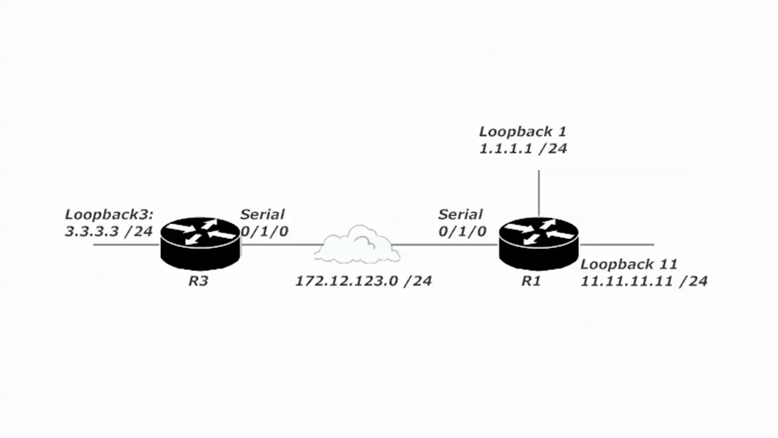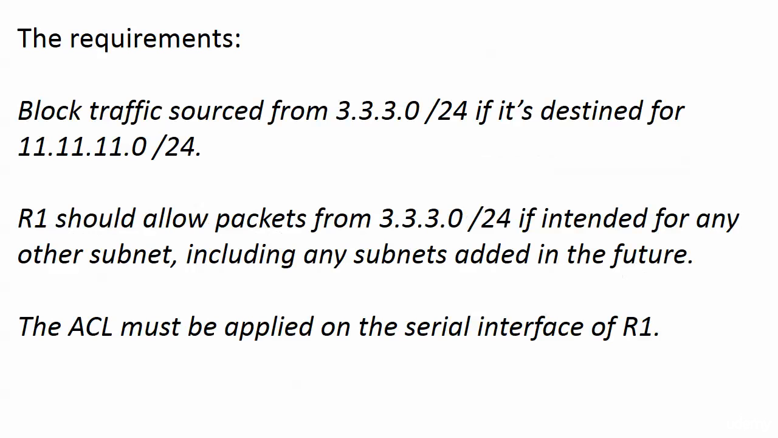So everything is just fine right now, but now we're going to have a set of requirements that we have to meet with an ACL. And here they are. First off, we want to block traffic sourced from 33.3.0/24 if it's destined for the all 11's subnet. Now, router 1 should allow packets from 33.3.0 if they're intended for any other subnet, including subnets we might add in the future. We're also told the ACL has to be applied on the serial interface of router 1.